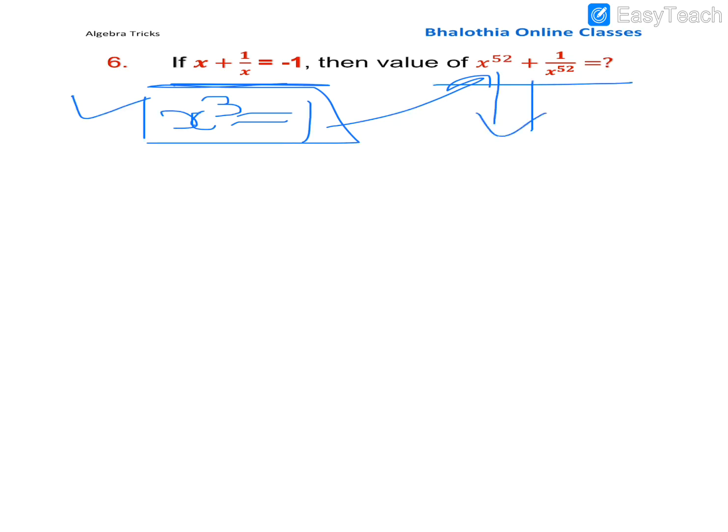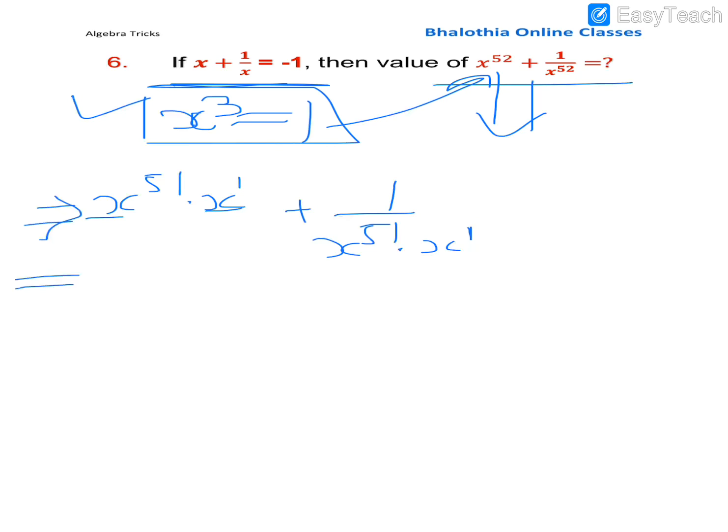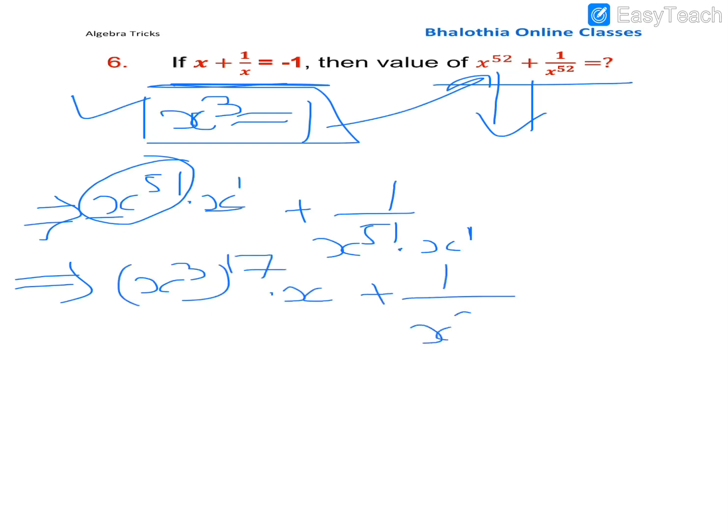Again we will break it. So how can we break it? x raised to the power 51 into x raised to the power 1 plus 1 upon x raised to the power 51 into x raised to the power 1, right? How? Because the base is same, powers will get added, so total power is 52. That's how we will break it. And in the next step, this 51, x raised to the power 3 and then raised to the power 17, into x plus 1 upon x raised to the power 3 to the power 17 into x, right?